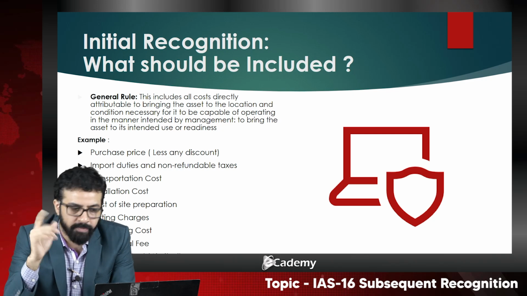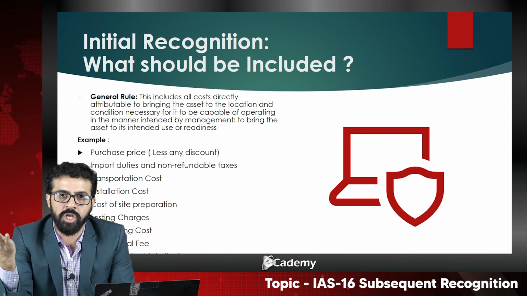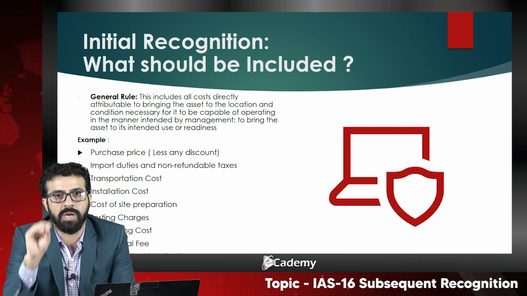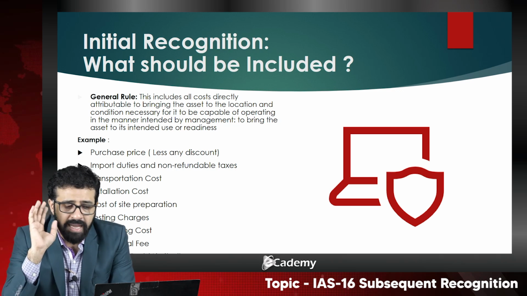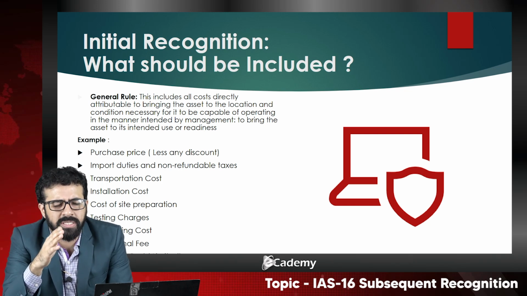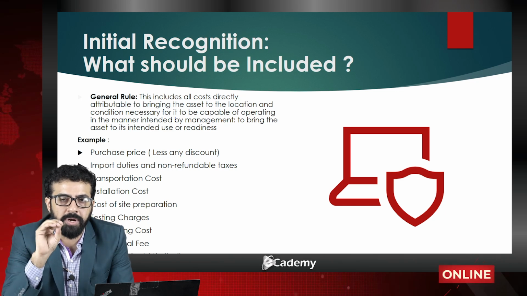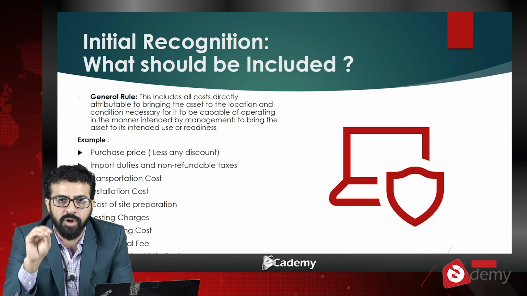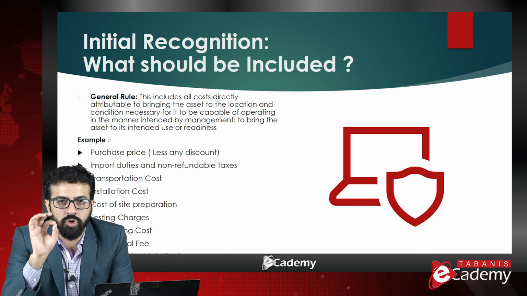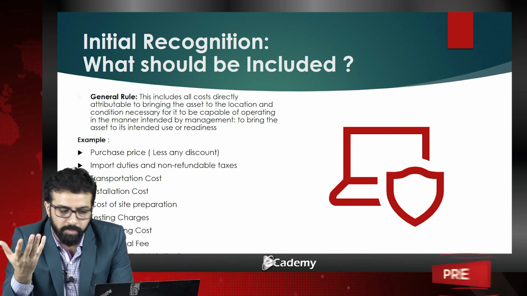Please pay attention. Number three: if you pay any transportation cost to bring your asset from port to factory, that would also become a part of the component of cost. Any limited insurance, also known as transit insurance, which you have taken from a company to insure that machinery, plant or equipment during transit in case of any loss, will also become a part of the components of cost.